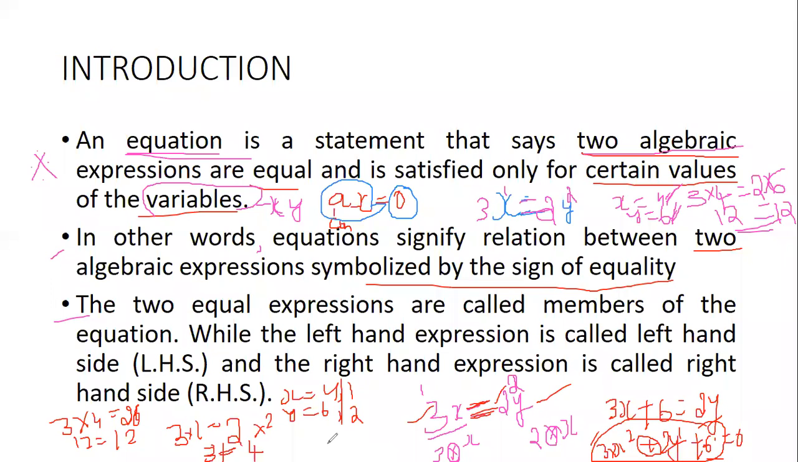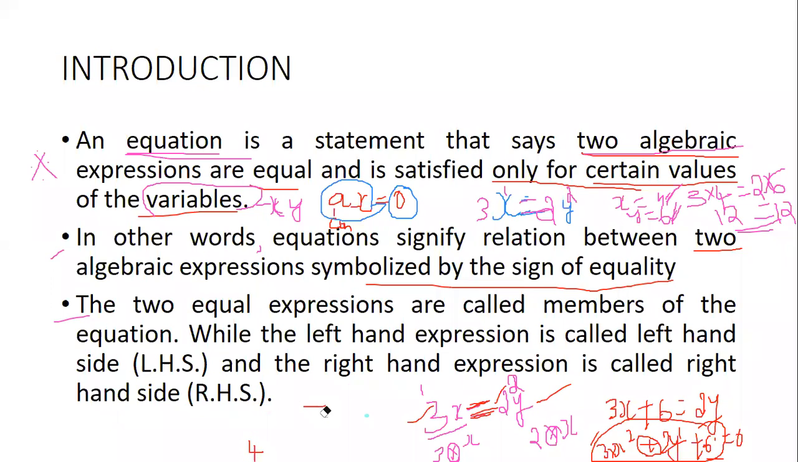But for the same expression, when I chose the values 4 and 6, I got 12 equal to 12. When I chose the values 1 and 2, it was not equal. This is what it means that it's satisfied only for certain values. Only for selected numbers is it going to satisfy the equation, not for all the numbers. Now, did you all understand what equation means? Anybody has a doubt?